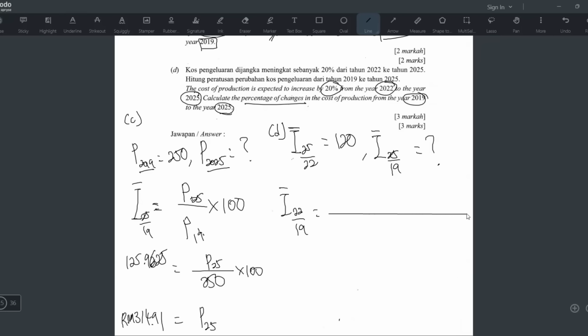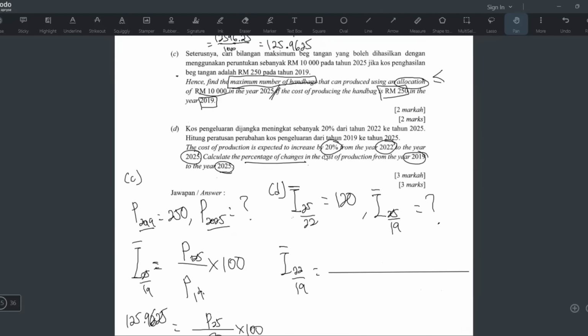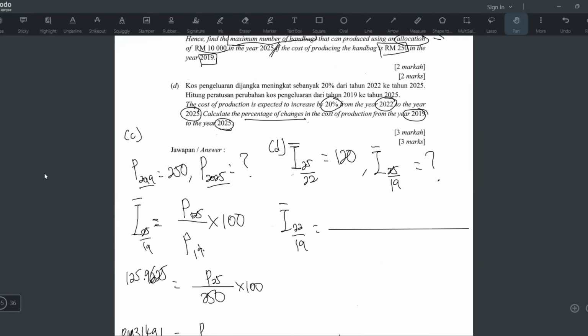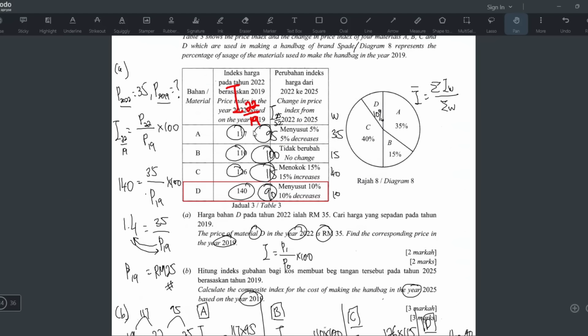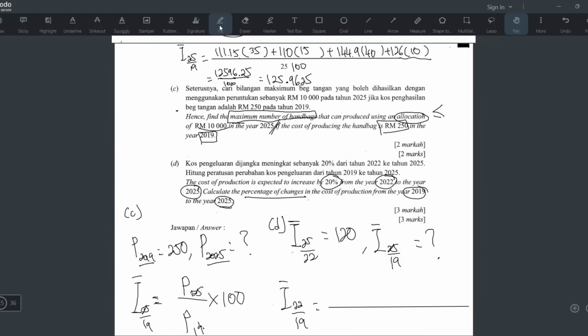But this question is very weird. Yeah, it's very weird because most of the index questions, you use back the answer from before. But this one is like, I don't know. Yeah, let's just do it like that. Okay, 117 times 35. Actually I can copy here for the weightage.